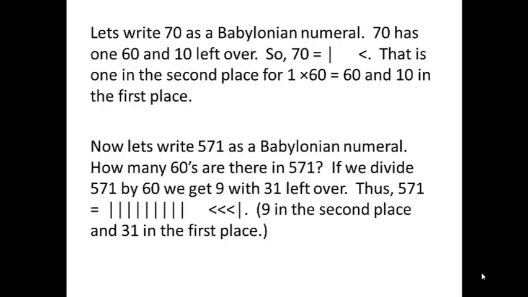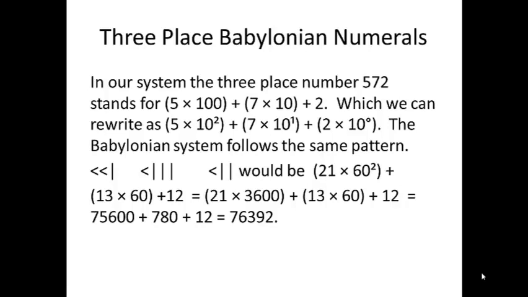If we wanted to write 571 as a Babylonian numeral, how many 60s are there in 571? If we divide 571 by 60, we get 9, and then we have 31 left over. So we write 9, which is 9 slashes, in the second place, and 31, 3 arrowheads and a slash, in the first place.